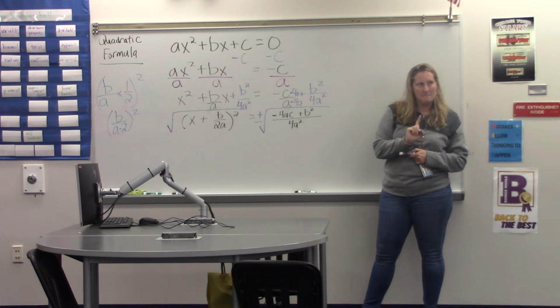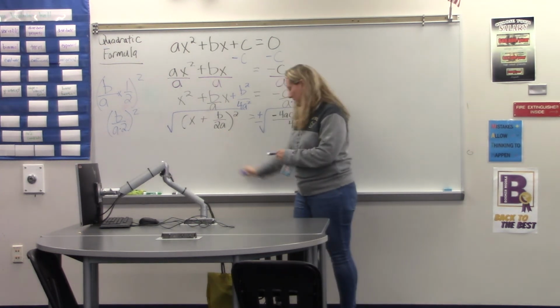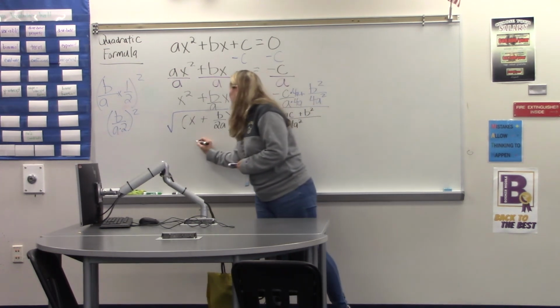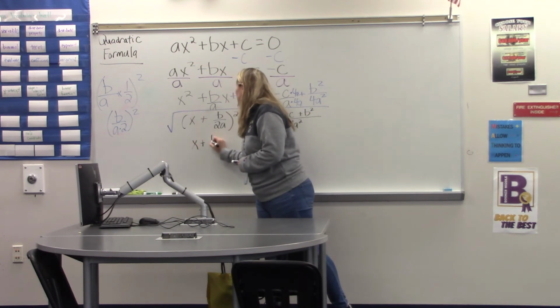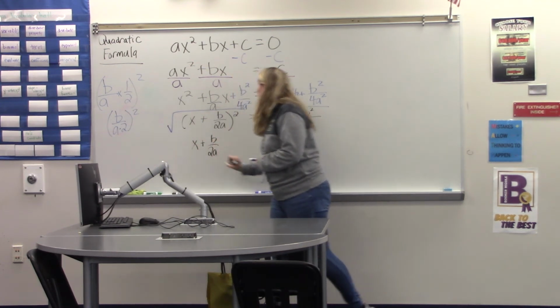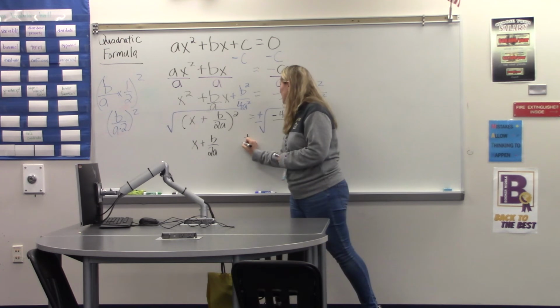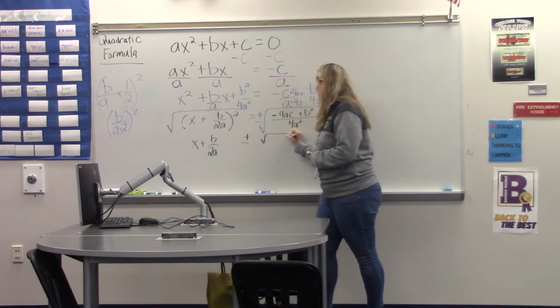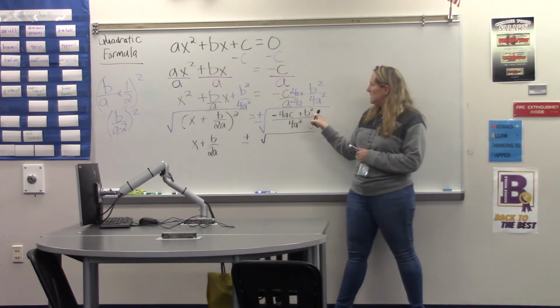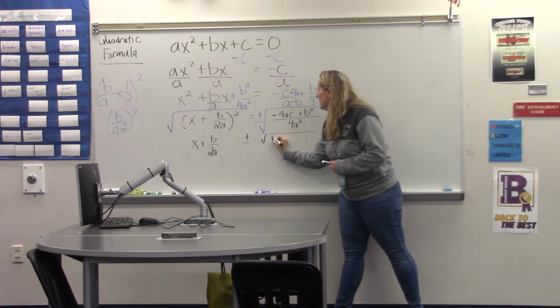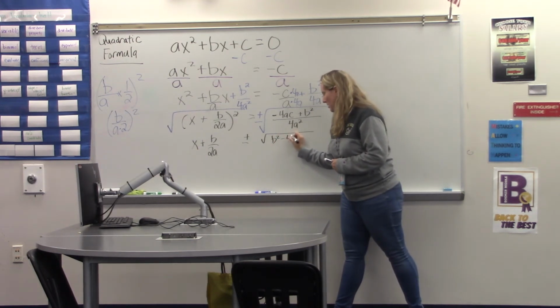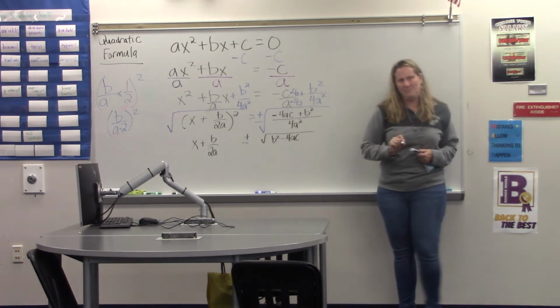Are you with me? Now when we take the square root of this side, this would just be x plus b over 2a. And then here we have plus or minus the square root of, are you guys comfortable with me saying this is b squared minus 4ac? I can change the order if I don't change the signs, right? Yeah. Are you with me?